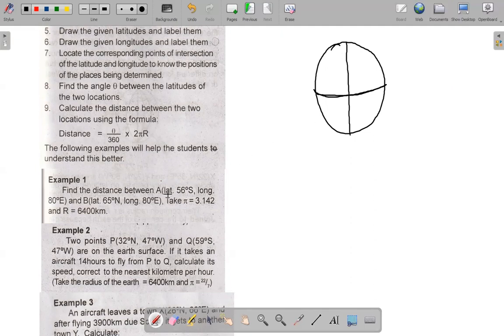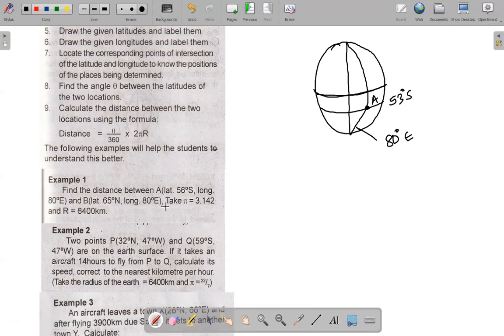Now A is on latitude 56 degrees south, south being below the equator. For longitude 80 degrees east, it should be at the middle since this is about 180. This is 80 degrees east. Then point A is where the latitude and the longitude meet, giving you the point in question, point A.